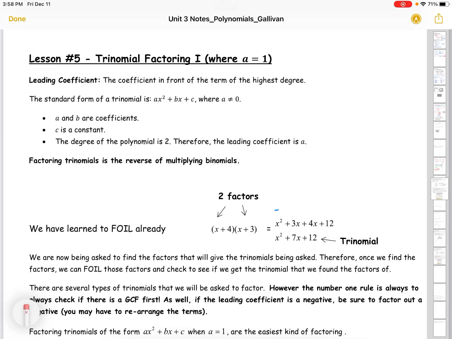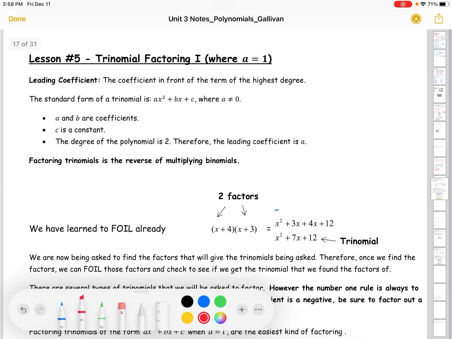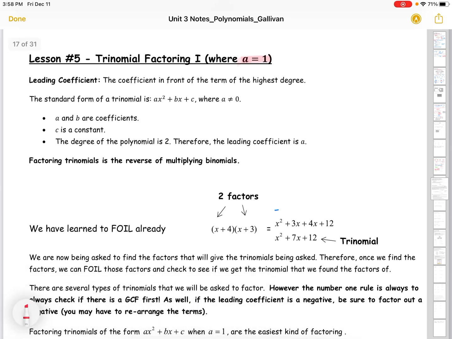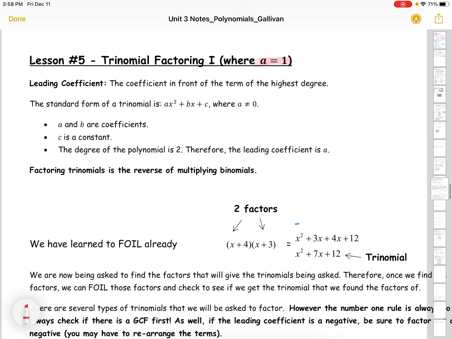Okay, lesson number 5, trinomial factoring 1, where a equals 1. You're like, what does that mean, miss? Well, trinomials, we're looking at trinomials, and we're looking at a very specific kind of trinomial.